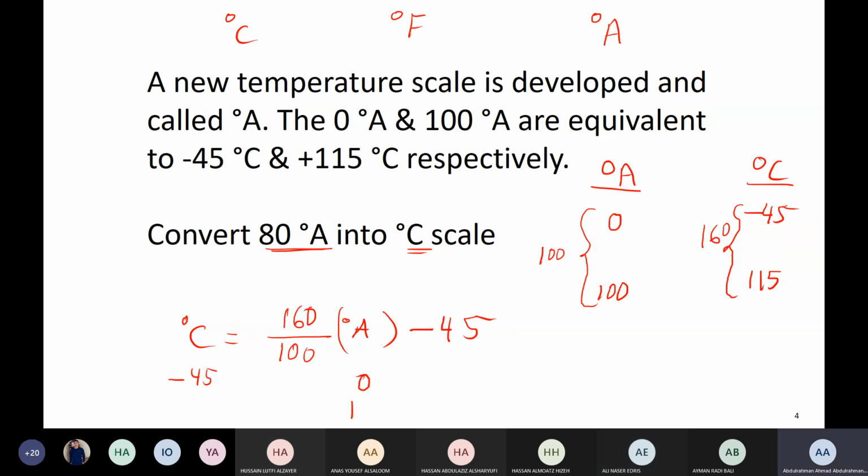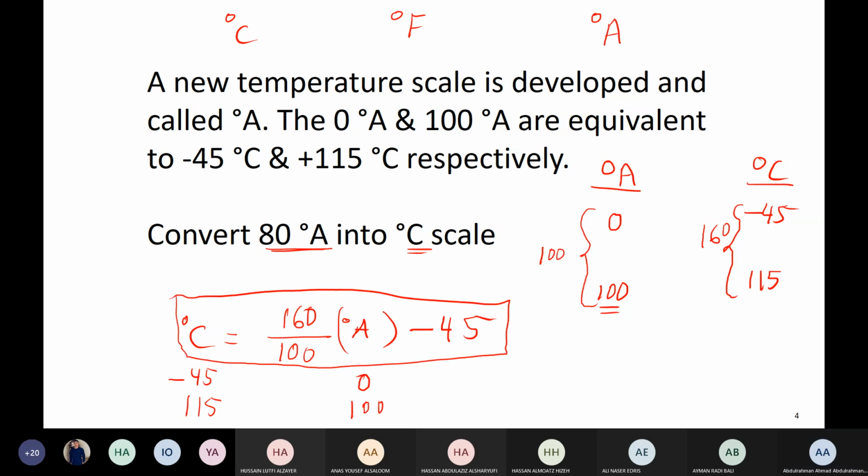If A is 100, what will be C? Apply it in the equation. 115. Because it will be 160 minus 45. So the equation that I just made is absolutely true. Apply it now for 80. What is it going to be for 80? 83. Exactly.